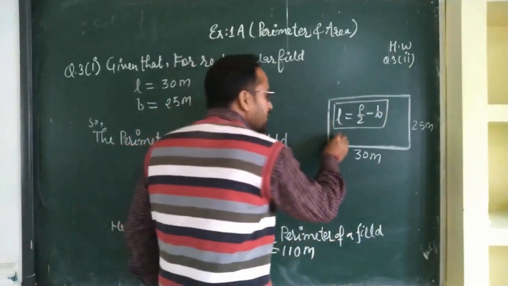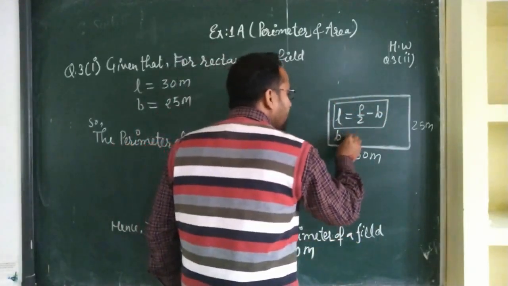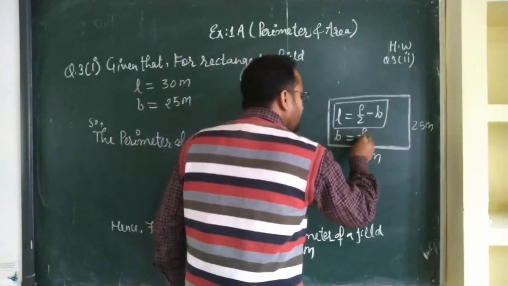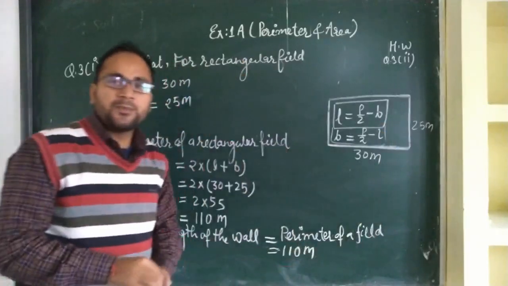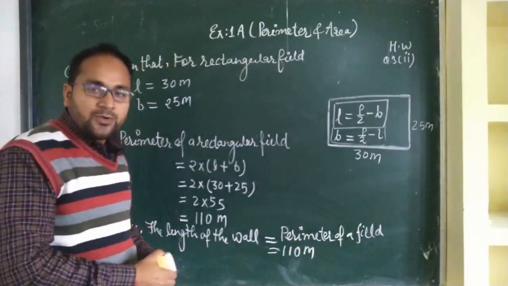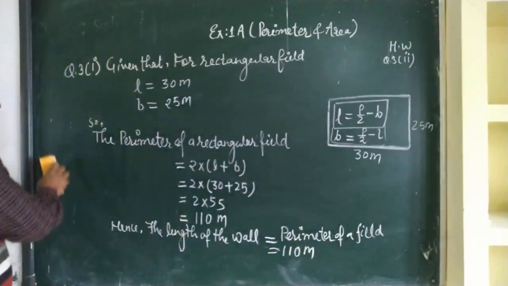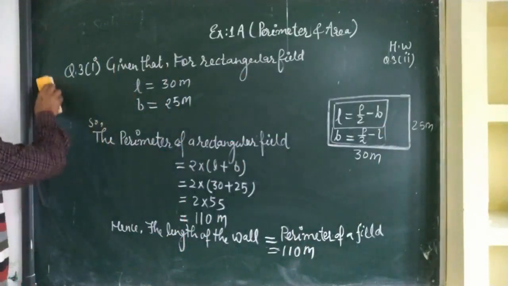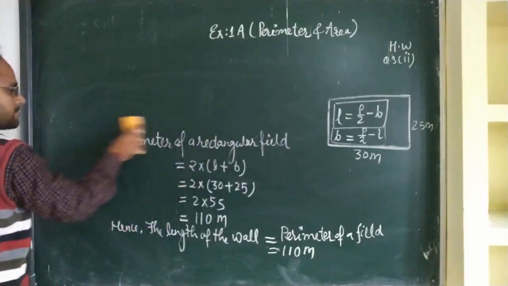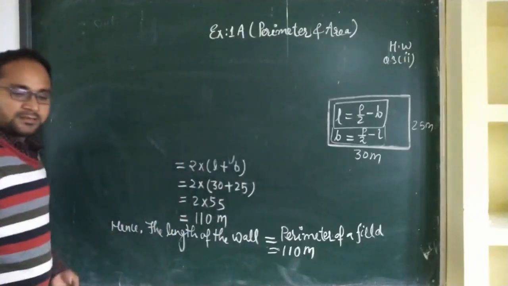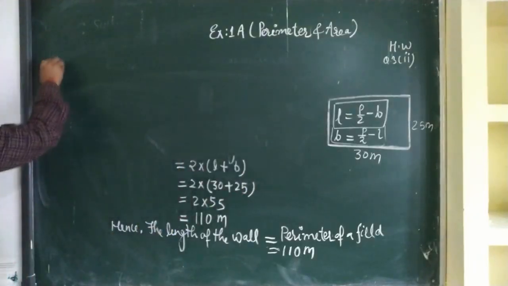And suppose length is given, how will you find the breadth? Perimeter by 2 minus length. Both these formulas you should always remember. Now see question number 4, first part.